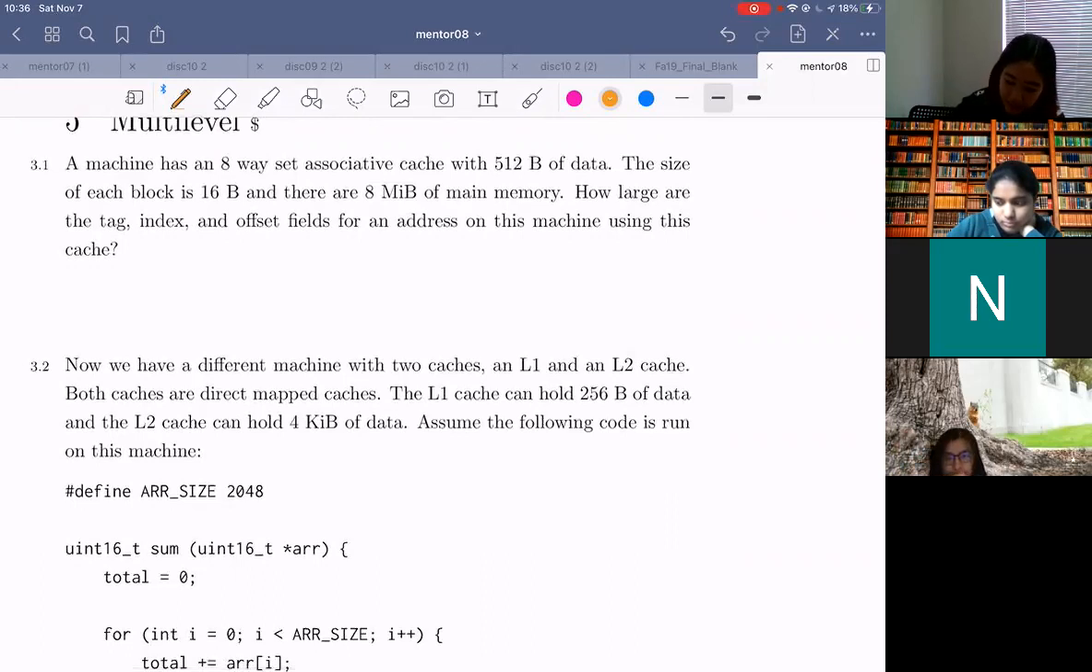Okay, so a couple of things. The first thing we have to notice is that this is an 8-way set associative cache, so our n is going to be equal to 8. We have 2^12 bytes of data. Each block is 16 bytes, which means we're going to be using that to figure out our offset. And we have 8 MB of main memory.